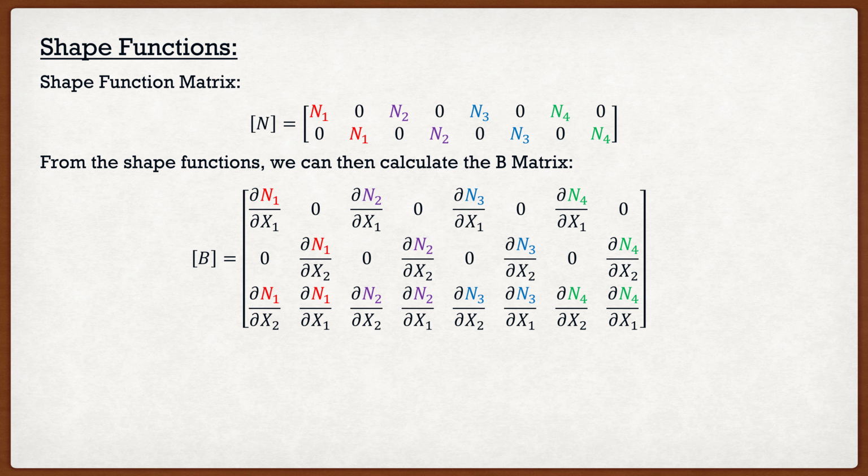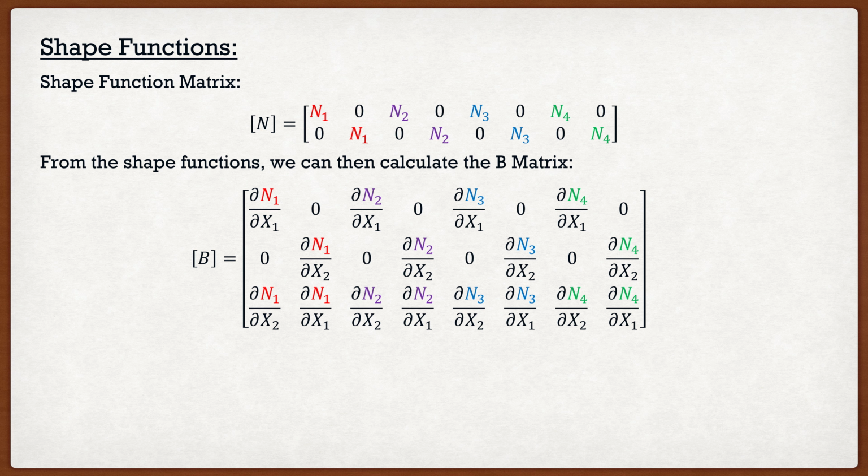We look at the first 2 columns here, well, it's all just a function of N1. We look at the next 2 columns, it's all just a function of N2, etc., etc. So if we had N5, N6, well, all we do is just keep adding on columns. Now, as I said, since this B matrix relates the strains to the nodal displacements, each row of this matrix actually represents a strain component.